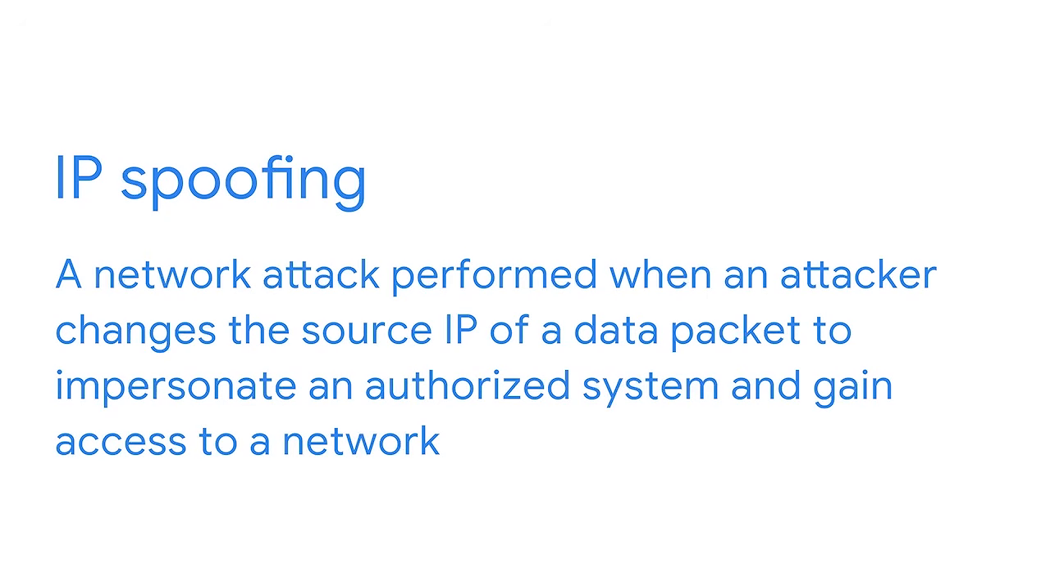Next, let's learn about another kind of network attack called IP spoofing. IP spoofing is a network attack performed when an attacker changes the source IP of a data packet to impersonate an authorized system and gain access to a network. In this kind of attack, the hacker is pretending to be someone they are not so they can communicate over the network with the target computer and get past firewall rules that may prevent outside traffic.